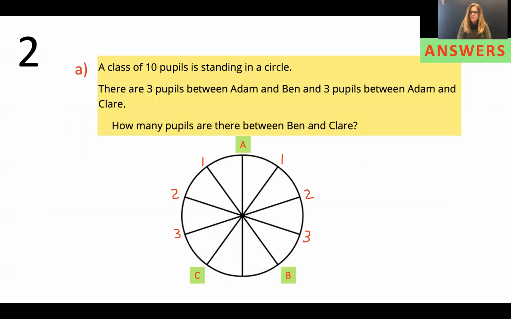Okay, so I said it might help if you drew some circles with these. If I've got Adam here and 3 children until we get to Ben, but also I've got Adam and 3 children before I get to Claire. Then between Ben and Claire, I've just got 1 person. So the answer is 1 for part A.